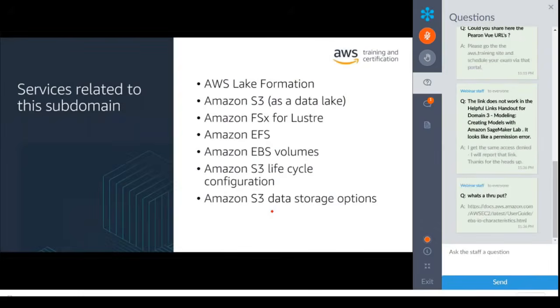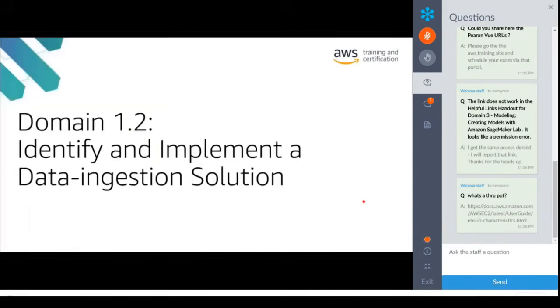So here are the services you'll definitely want to be familiar with. There's Lake Formation, S3, FSx for Lustre, EFS, EBS, and S3. Also be familiar with some of the functionality within S3, like lifecycle configuration, and also the various options, the tiers that are available for storing within S3.